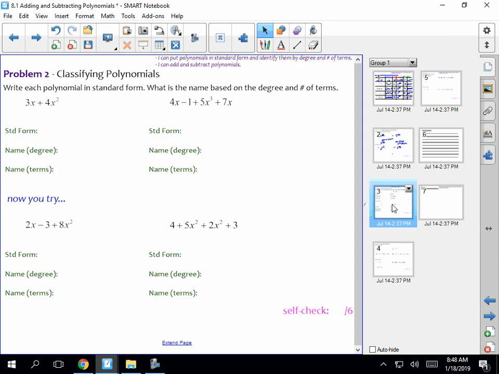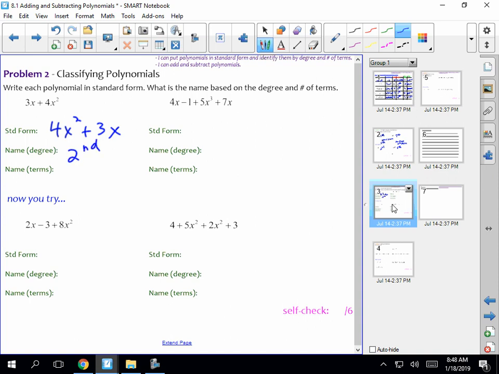So you're going to be asked to classify polynomials. It says write each polynomial in standard form. So how do I change 3x plus 4x squared to standard form? Flip them around. So 4x squared goes first, plus 3x. What's the degree? We don't add this time, because you only add the powers on the different variables within one term. So we look at the leading term, and that's the degree. So it's 2nd degree. And then for the name by terms, we have monomial, binomial, trinomial. This is a binomial.